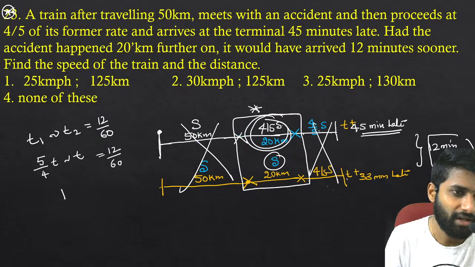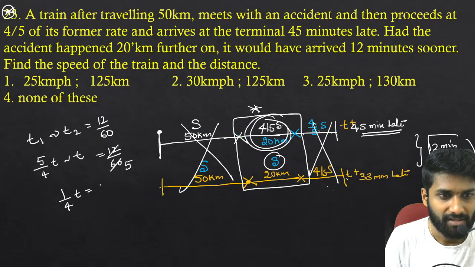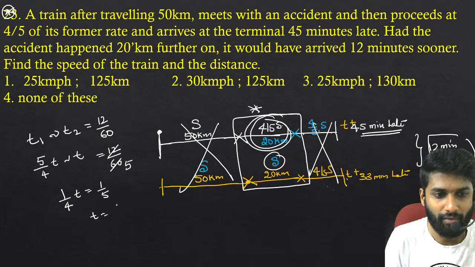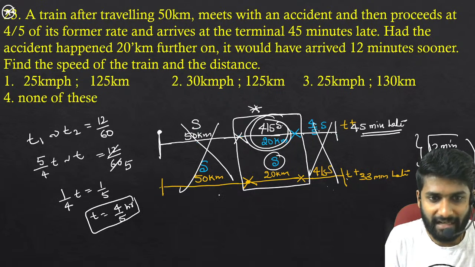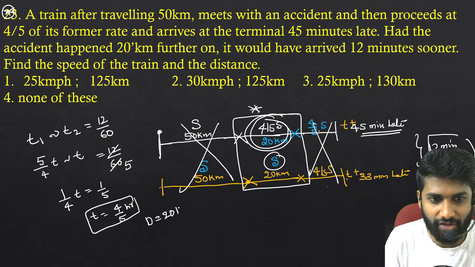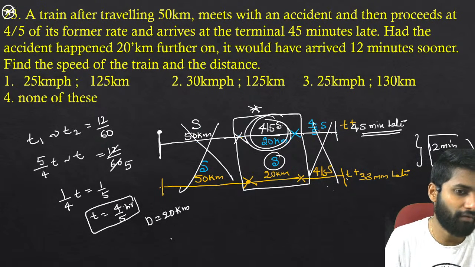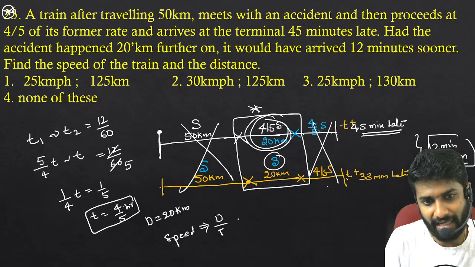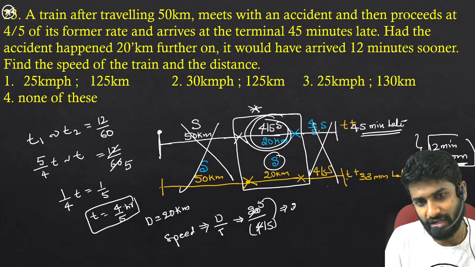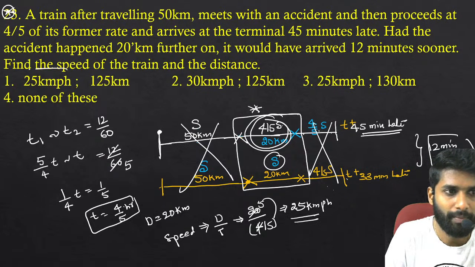Now you can see that 1/4 of time is exactly equal to 12 by 60. 12 by 60 means 1 by 5. Then time is equal to 4 by 5th of an hour. It means, for covering 20 kilometers, it takes 4 by 5th of an hour. Now you just calculate the speed. Speed is equal to distance by time. Here distance is equal to 20 kilometers and the time is equal to 4 by 5th of an hour. 4 ones are 4, 4 fives are 20, 5 fives are 25 kilometers per hour. The answer is equal to 25 kilometers per hour.